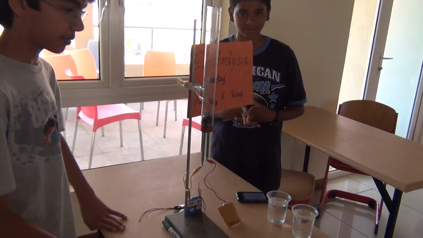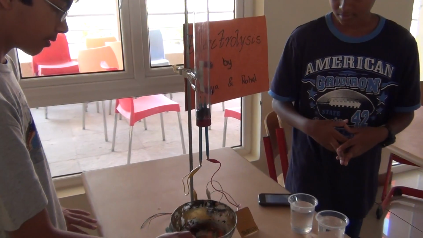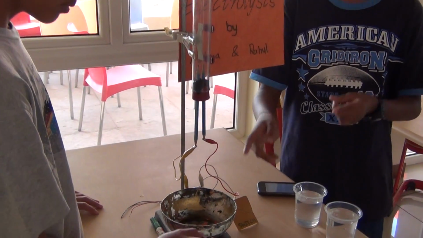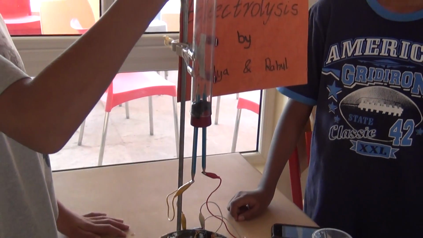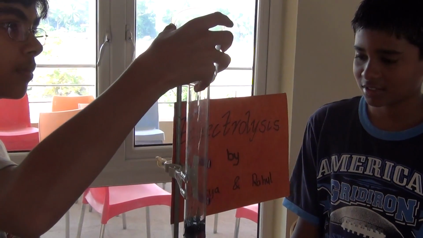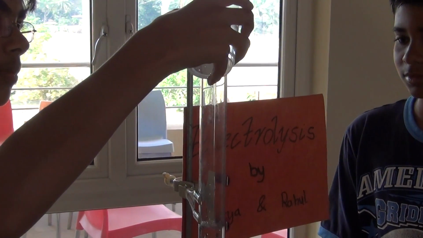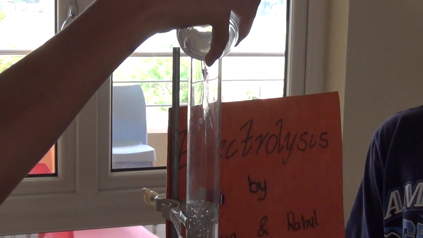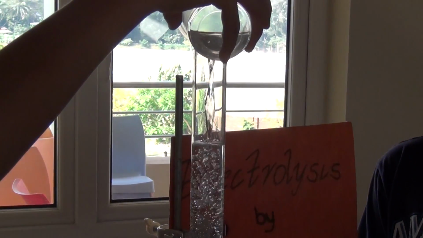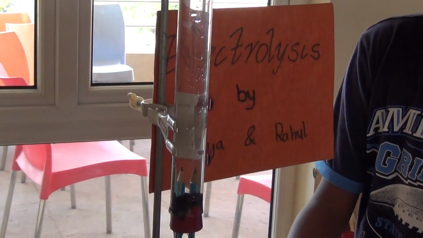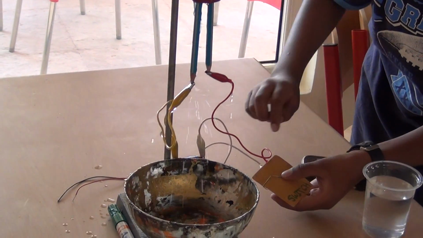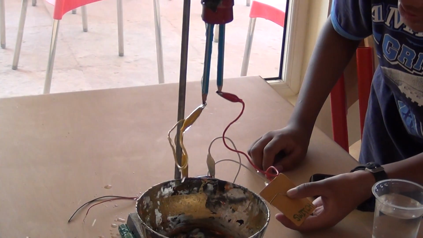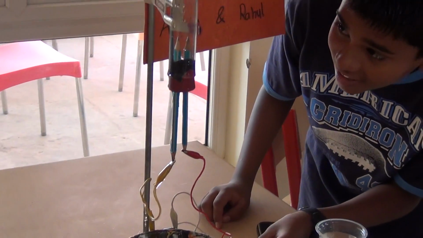Okay, now we're going to start the experiment. So we have a bowl of water. This is our switch to complete the circuit which we made. So now I'm going to complete the circuit. There's a slight leak in the experiment, so. Are you sure your switch works? Yeah, it's working.